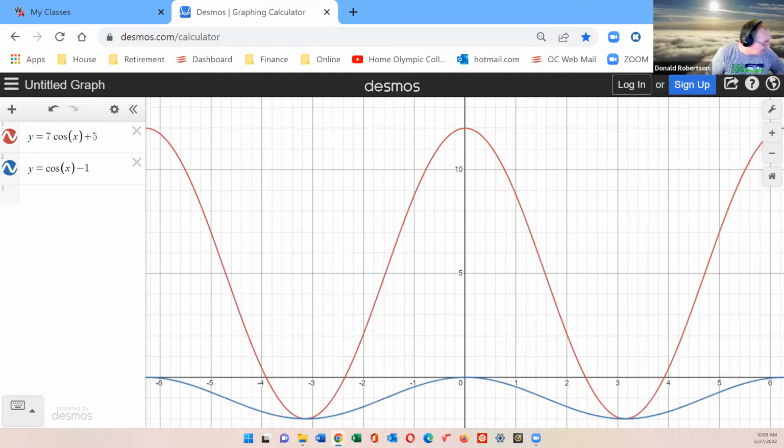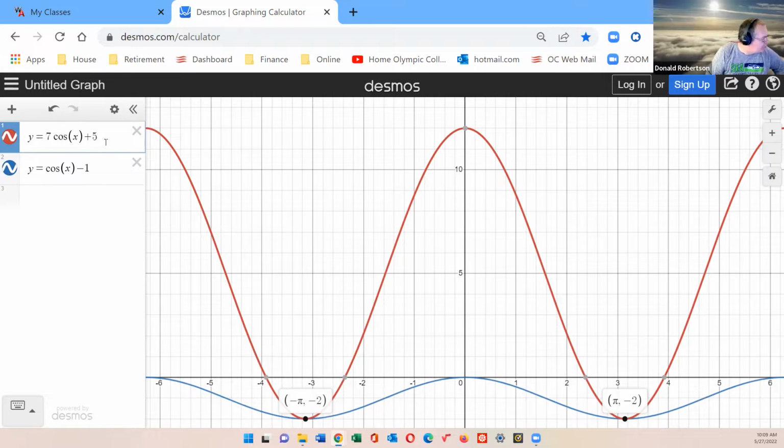Click out, and it looks like there's really only 2 answers. You see there's one here, and there's one here. Well, there are my solutions: negative pi, positive pi. Was that easy?